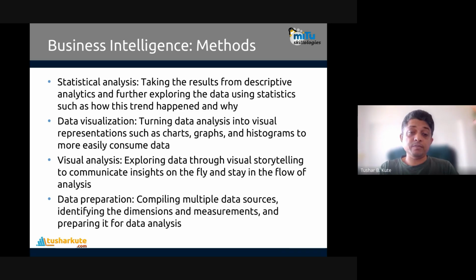Then visual analysis, exploring the data through visual storytelling to communicate insight on the fly and stay in the flow of analysis. Visualization is okay, but analysis of that data will be done. For example, whether the growth or progress of my company is linear or not can be checked with the help of linear analysis. Whether it is up or down, accordingly we can find whether it is linear or non-linear, positive or negative, and so on.